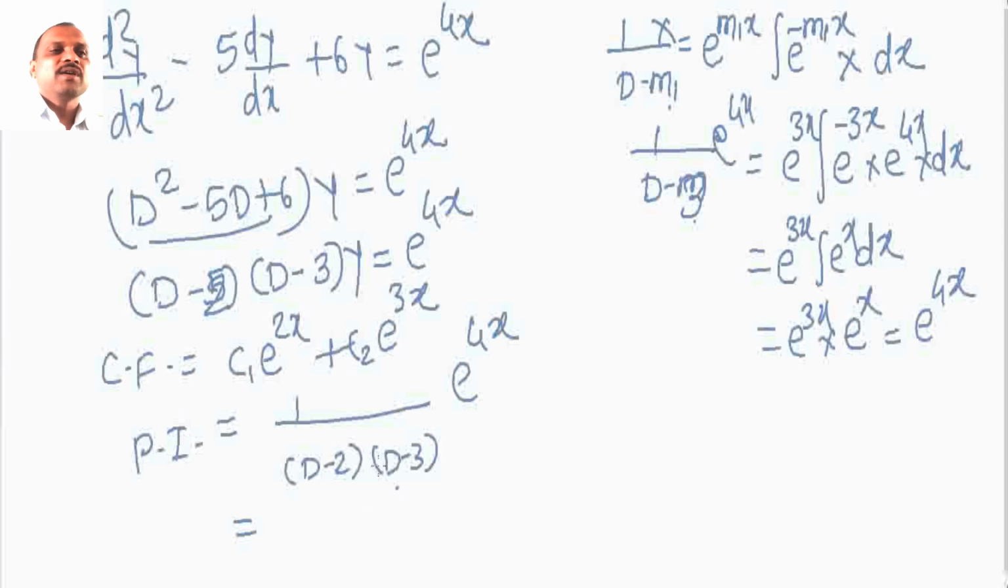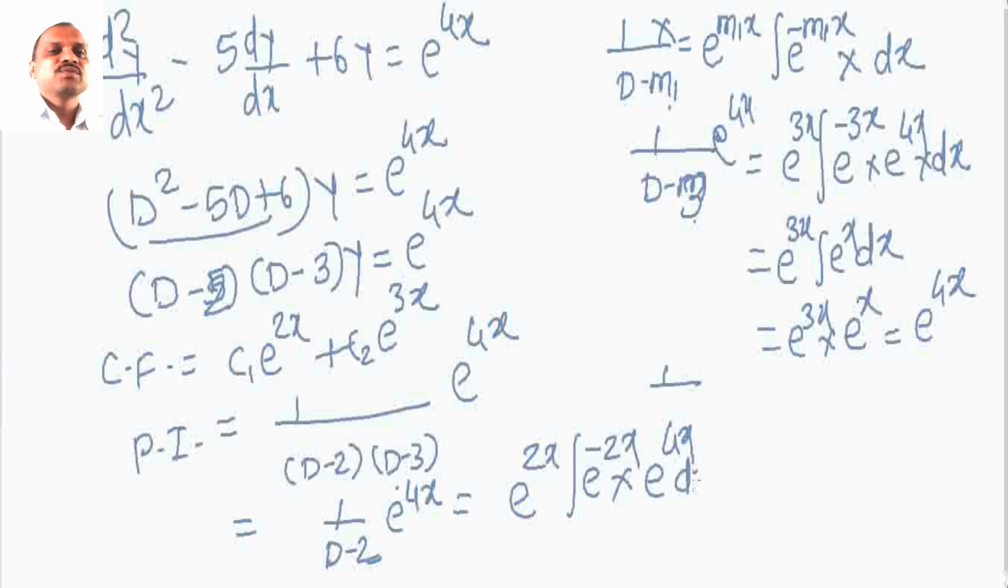So whenever I am operating this 1 divided by d minus 3 on e raised to 4x, I will get e raised to 4x, and this will be d minus 2 e raised to 4x. Repeat the same procedure. 1 divided by this is equal to e raised to m1. What is m1 here? 2. So e raised to 2x into the integral of e raised to minus 2x into x. What is x? e raised to 4x into dx, right?